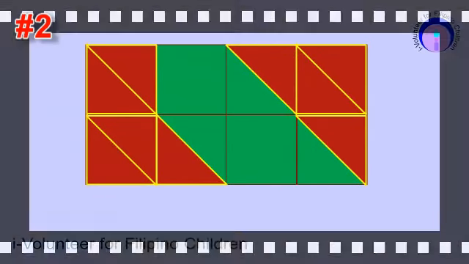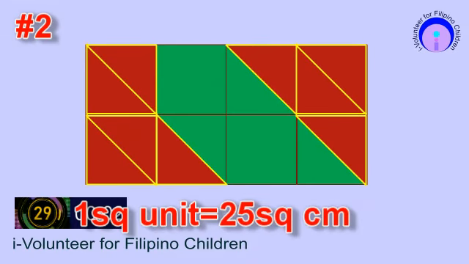Item number 2. If 1 square unit is equal to 25 square centimeters, what is the area of the red shaded part? You still have 5 seconds to finish.